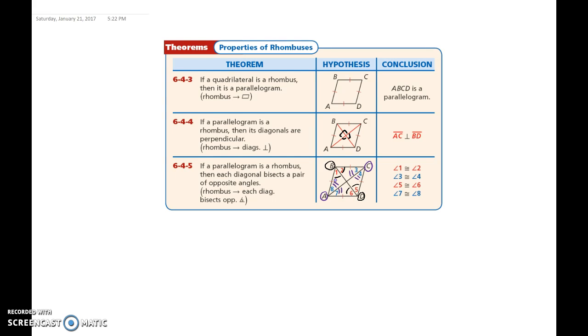So a rhombus has every trait of a parallelogram plus all of its sides are congruent. And then once we know it's a rhombus, we know the diagonals are perpendicular, and we know that the diagonals bisect the angles.